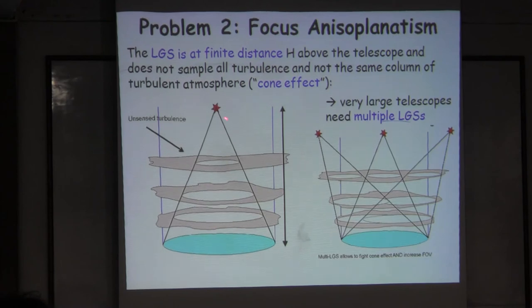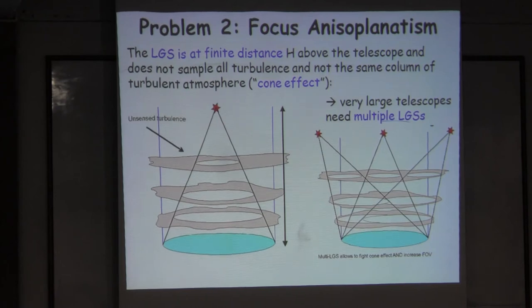But of course, if you're stuck here, say, at 90 kilometers, your sodium layer, and if you want to build big telescopes, the ratio here between the size of the telescope and the distance from the laser guide star becomes less and less useful, meaning that you have more and more of this turbulence out here in the outer part, outside of this cone here, that is not sampled, and the only way to fix it is to use multiple laser guide stars.